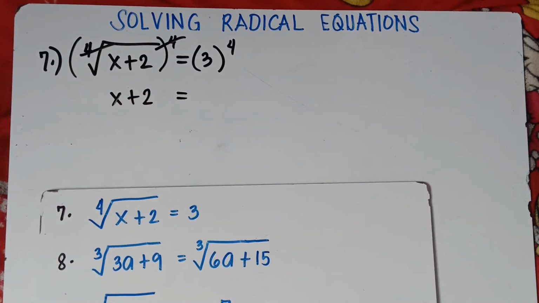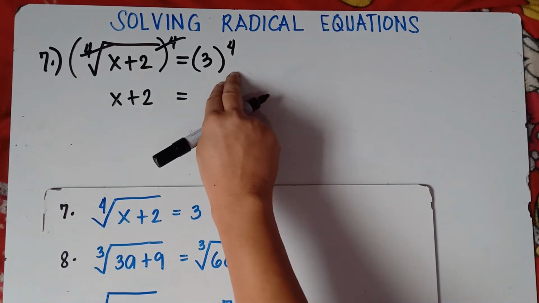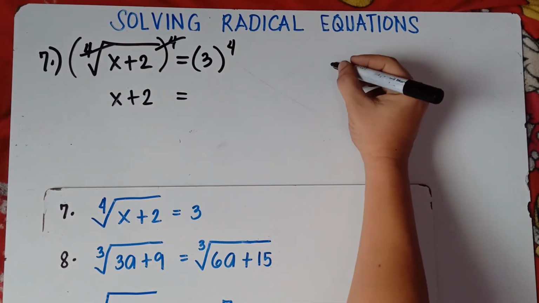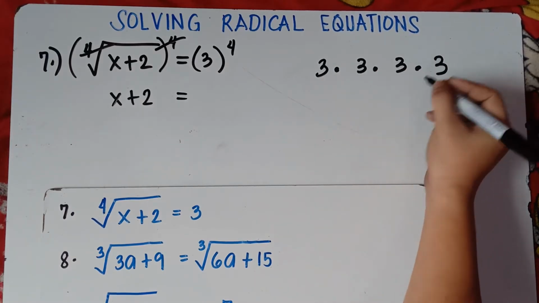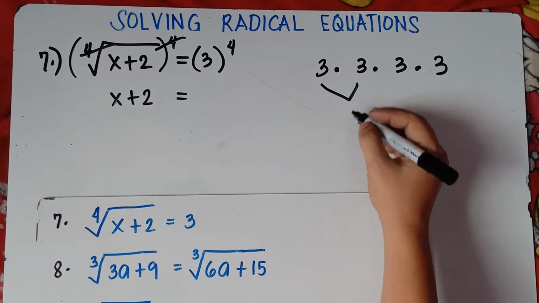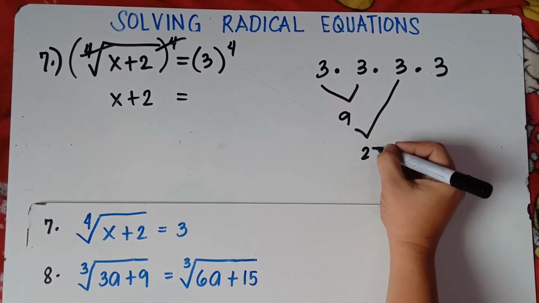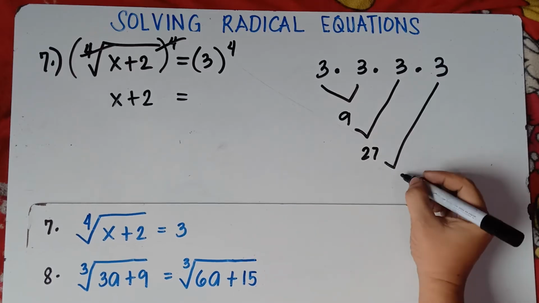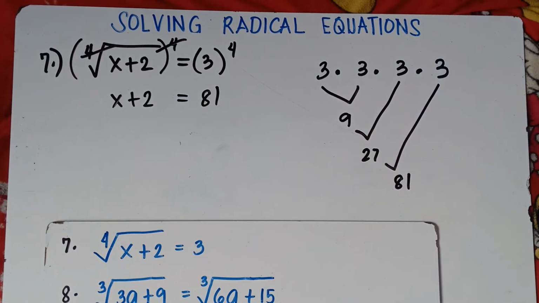What's the answer there? So let's solve 3 raised to the power 4. It means that you multiply this 3 by itself 4 times. So 3 times 3 times 3 times 3. So 3 times 3, that is 9, times 3, that is 27, times 3, that is 81. 3 raised to the power of 4, that would be 81.